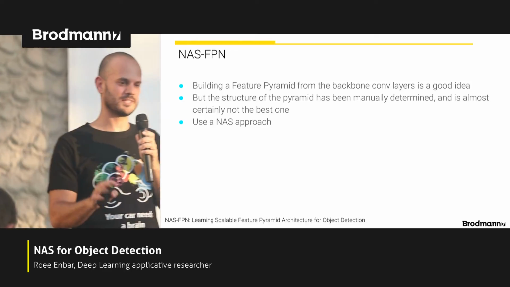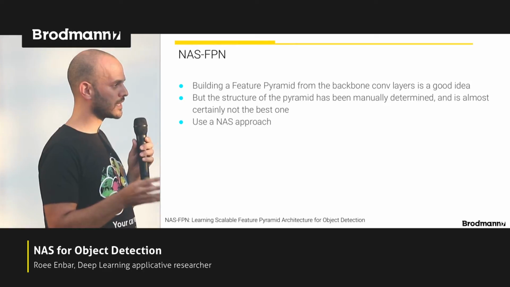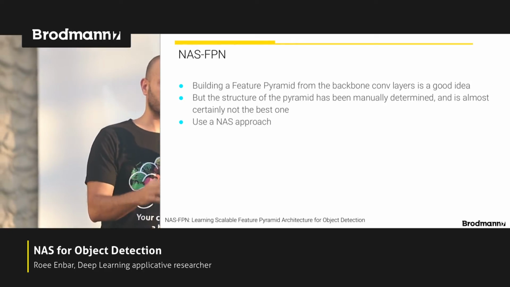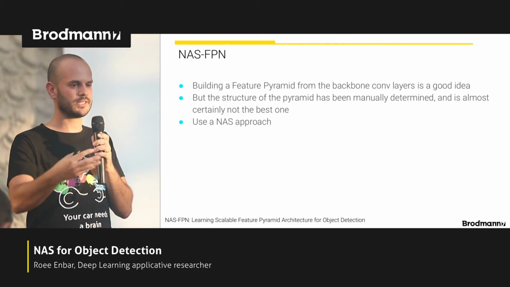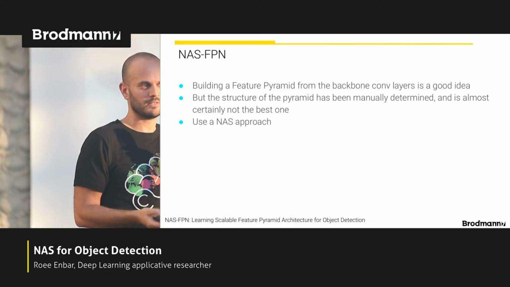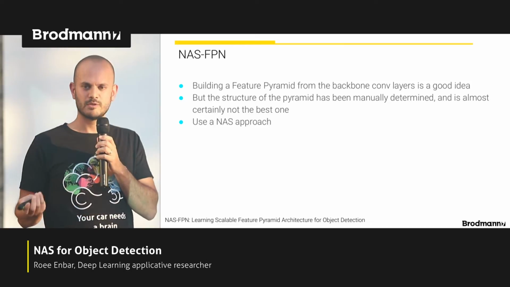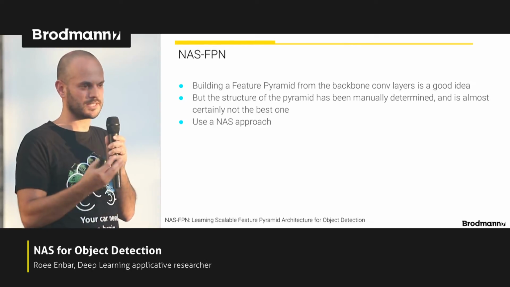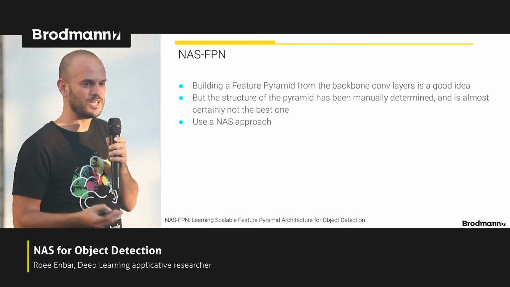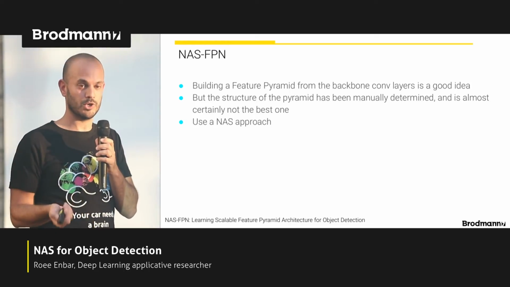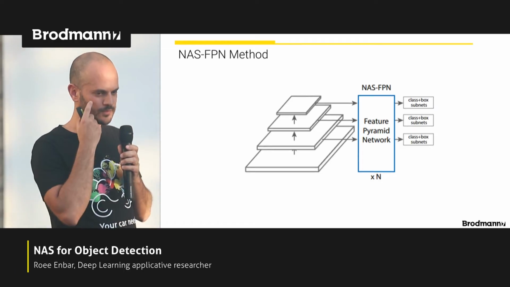And everybody uses it. But who says that merging the deepest layer with the previous one and then repeating this process is the best way? This is some human bias we introduced into the system. And you probably noticed that this is the motif here. This probably is not the best way to merge the features.